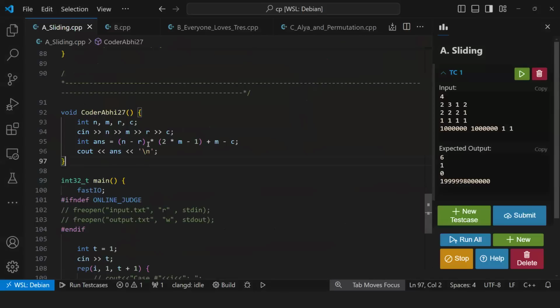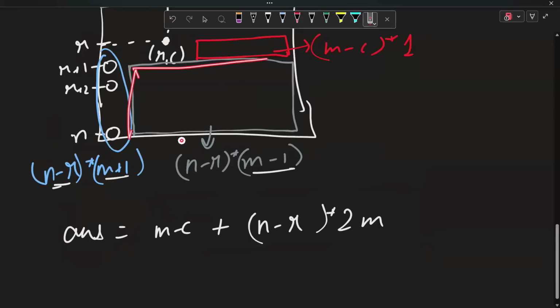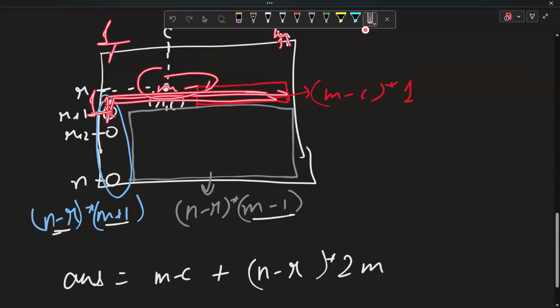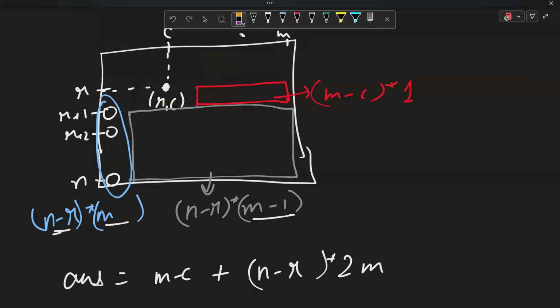Let me just check. N minus r times... okay, sorry, it's coming to m minus 1. Just a second. Here we have m minus 1 people multiplied by n minus r. And here these movements are 1 plus... sorry, it's m only, not m plus 1. This movement, if you see, is 1 above, and from 1 they are going up till m. So this whole movement is m minus 1 in this way and 1 in this way. Sorry, so instead of m plus 1, it would be m only.